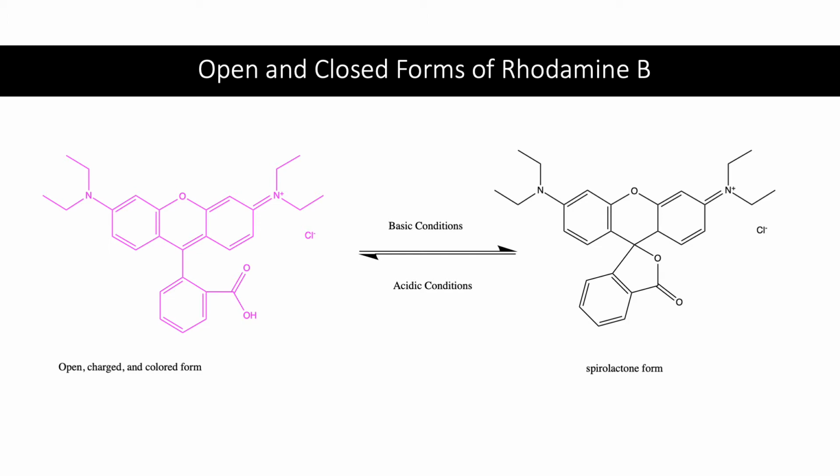And then when we have had more basic conditions, we have found that we get the spirolactone form of rhodamine B, which is the closed form of this structure. As seen right here, the hydroxyl group from the carboxylic acid over here creates a ring with the middle cyclic structure here. And this closed form we have noted to be not very colored like this structure here.